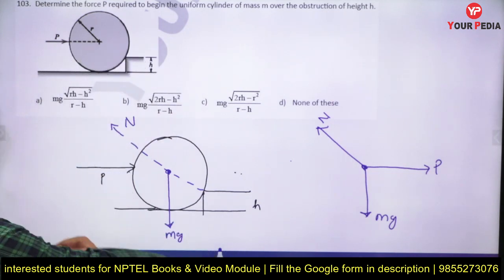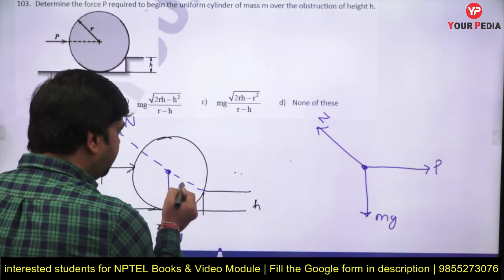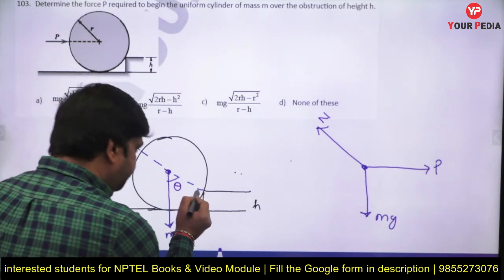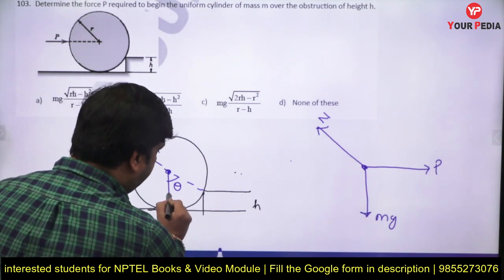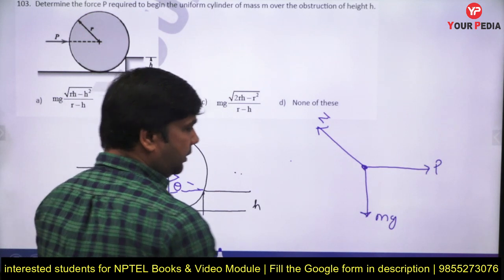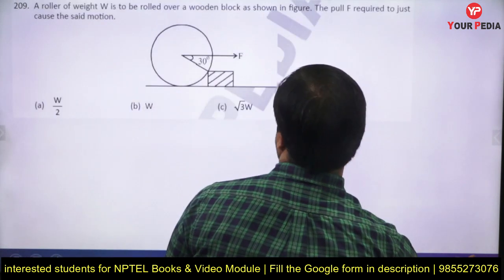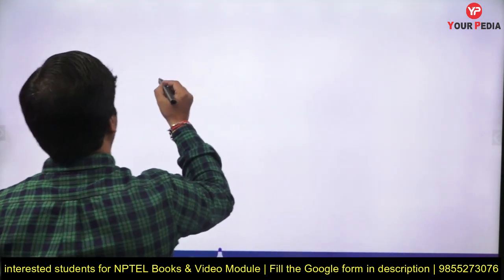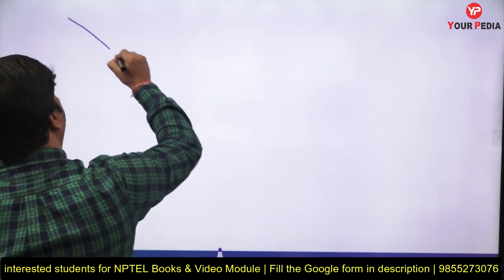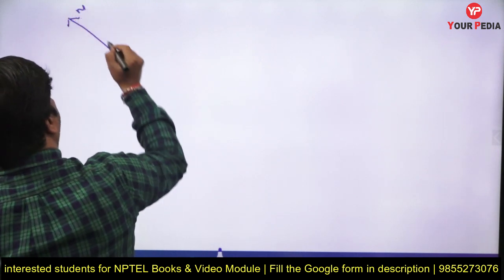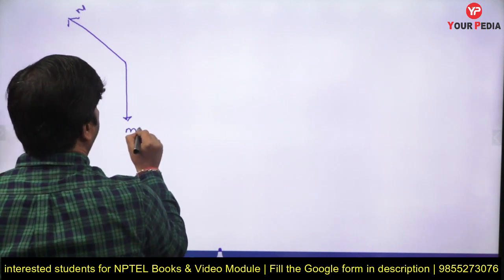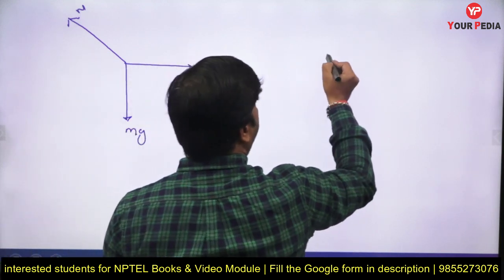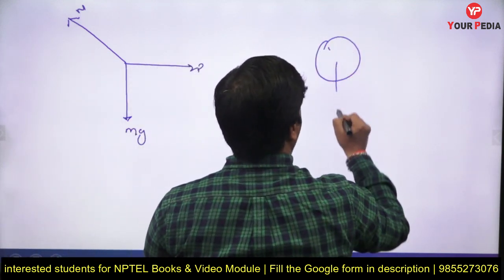So we can resolve this and get the angle theta. Let us assume this is the angle theta. If this is theta, and if I draw this diagram again, this is the N, this is mg, and this is the P force. Okay, if I look at the diagram like this, I just draw the rough diagram.